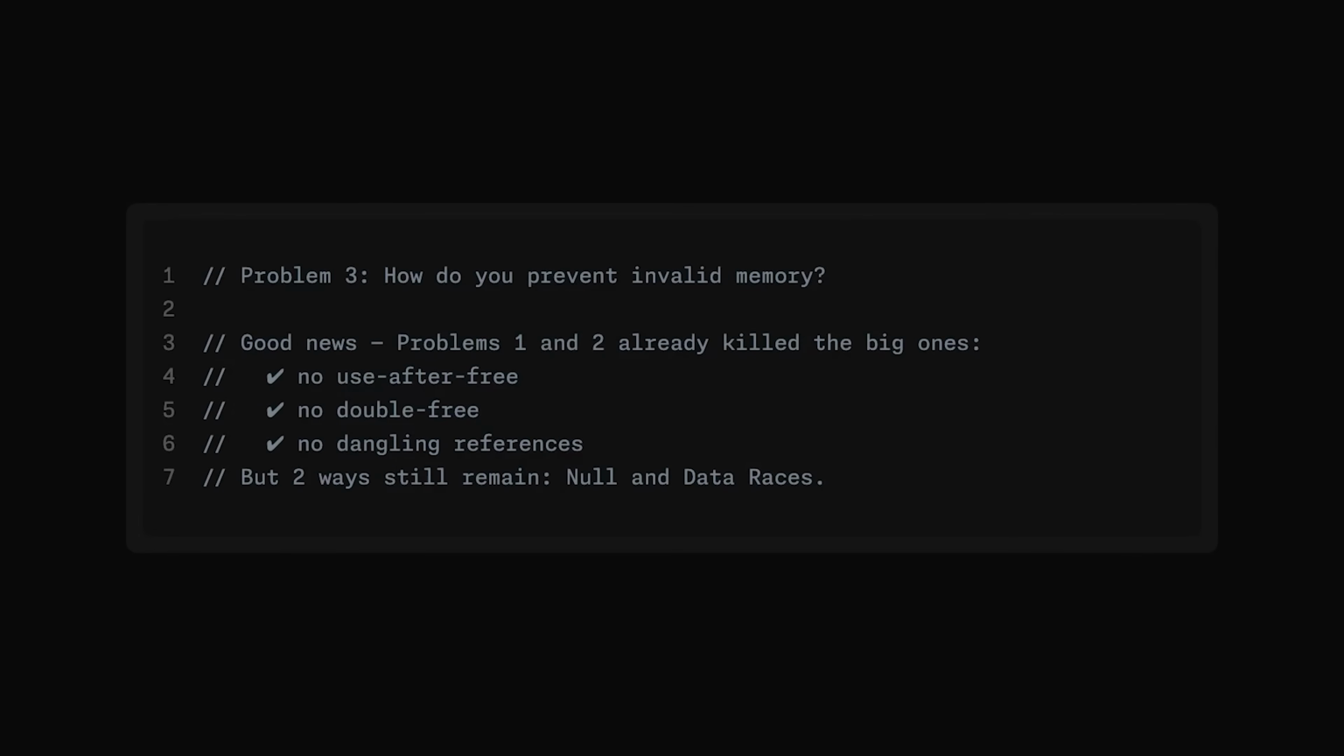Well, almost. The ownership rule we introduced in problem 1 guarantees memory is freed exactly once. The borrowing rule we introduced in problem 2 guarantees references can never outlive the data they point to. That means use after free bugs, double frees, and dangling references are already gone. But there are still two important sources of invalid memory left: the infamous null pointers and sneaky data races.